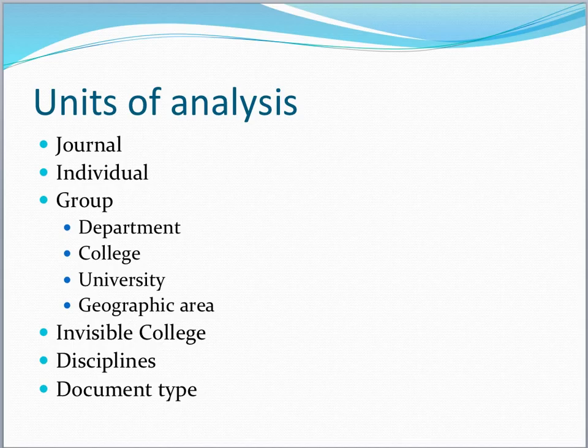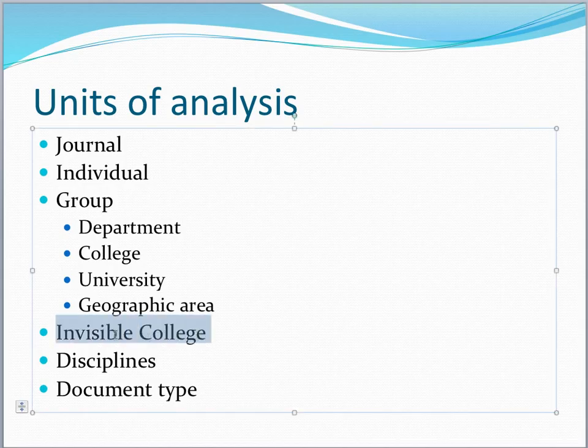That would be an example of a geographic area bibliometric research or citation analysis. There is another concept which is very important, and it is related to what we call the research front or the invisible college. The invisible college is a concept of scientists working together who are not in the same organization, and this is true about science.